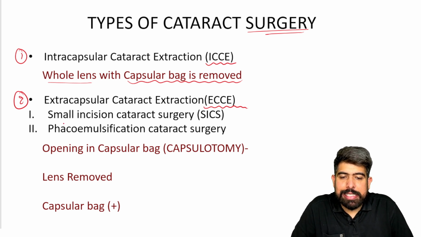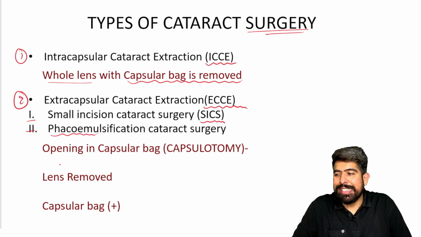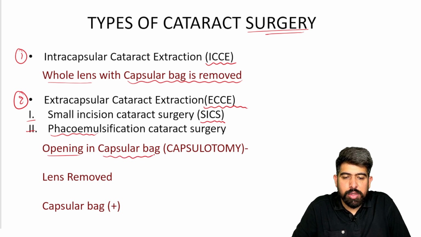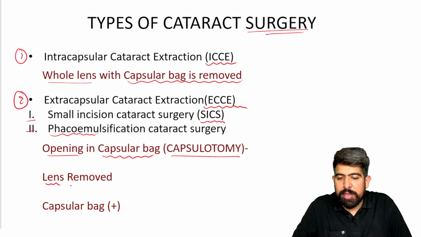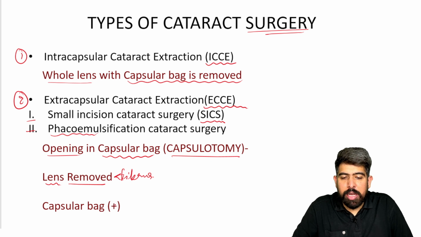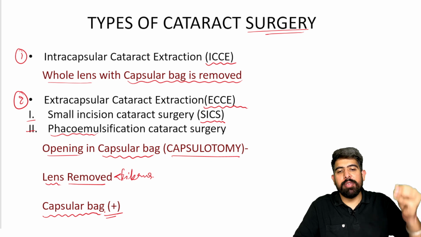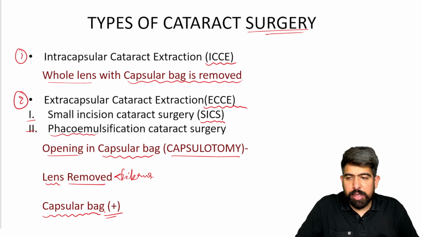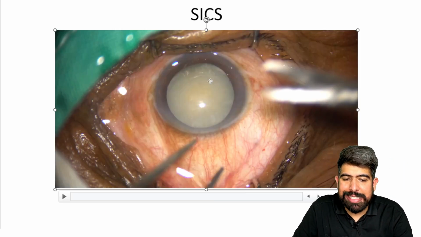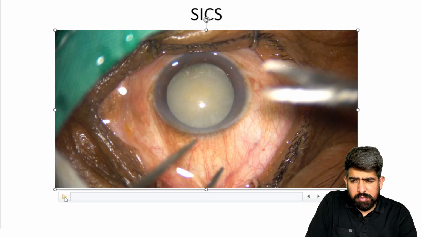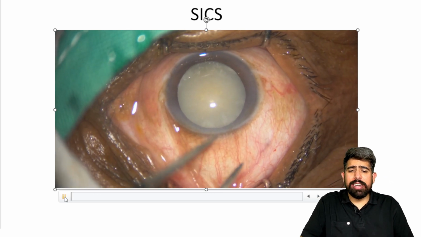Next we have the ECCE. In this we have two types of surgery. The first is small incision cataract surgery. The second is phacoemulsification surgery. In this case, we open the capsule bag, which is known as capsulotomy, and after the capsulotomy we remove the lens fibers. Please remember the capsule bag remains behind, and we then put the lens into it. I'm going to show you first the SICS, small incision cataract surgery. One by one I'll give you an overview through this video.